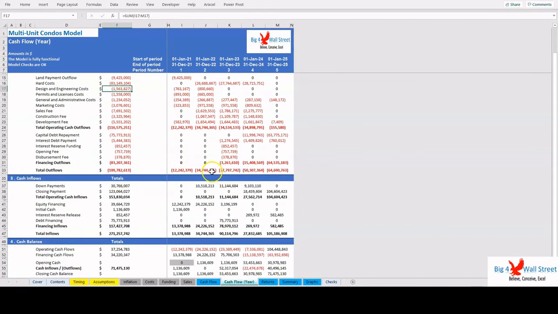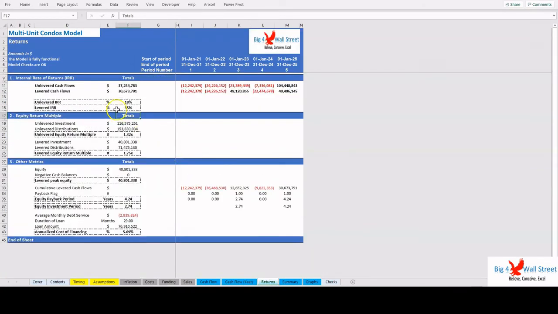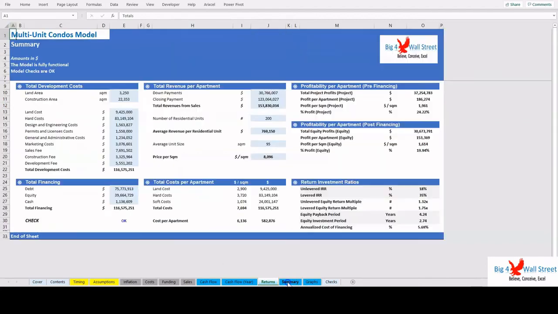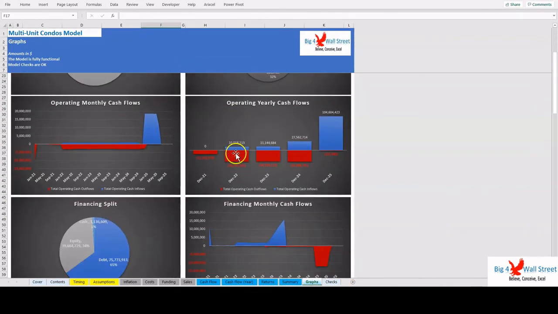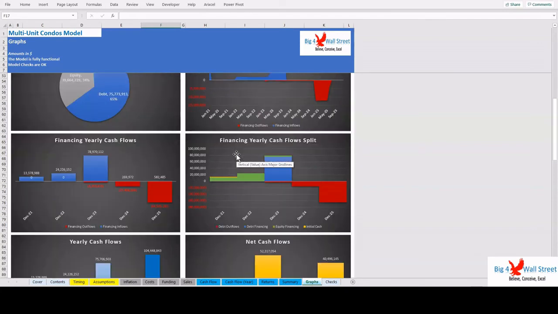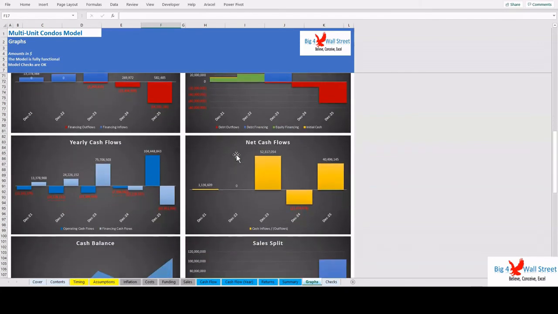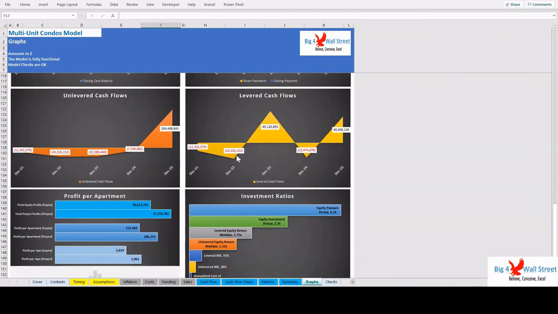The most important investment metrics are presented on the Returns tab, where you will find all the relevant KPIs, and a quick overview of the model's main assumptions and outputs in the Summary tab. Additionally, on the Graphs tab, a series of charts are presented: development costs, operating cash flows, financing gearing, net cash flows, cash balance, sales split, profit per apartment, and investment ratios.